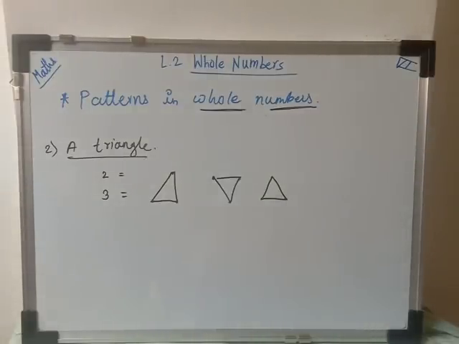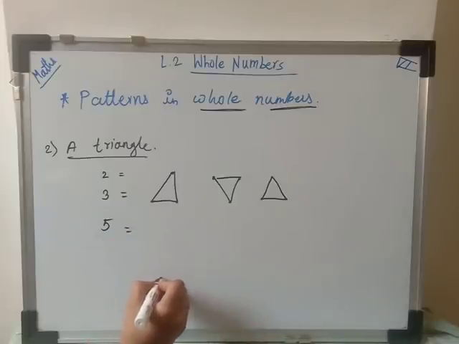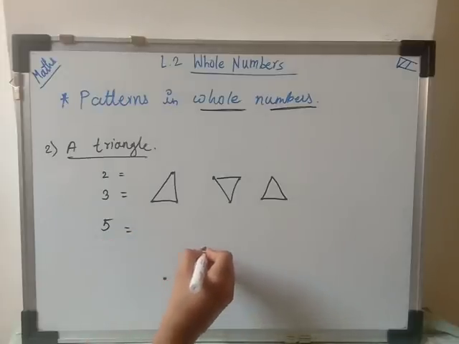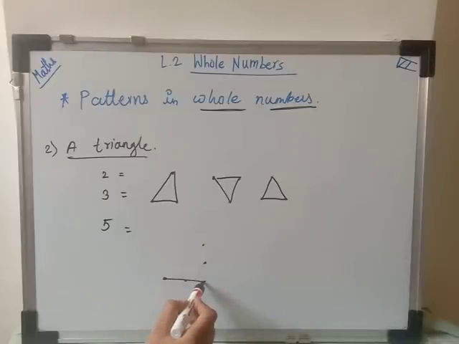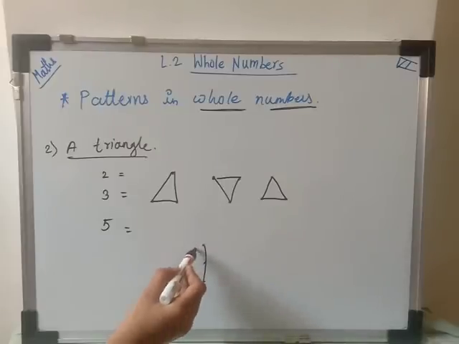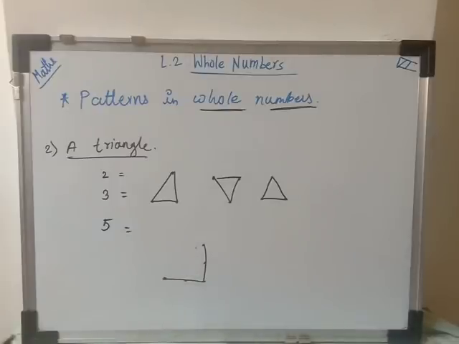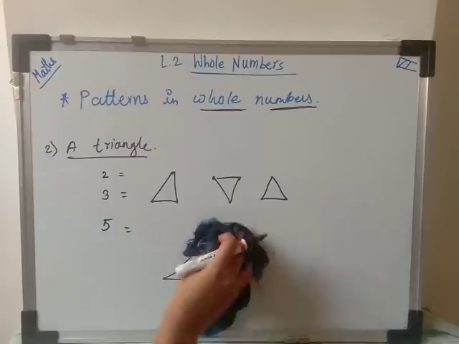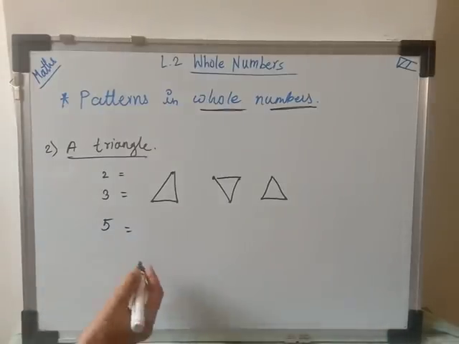After 3, 4 is there, and for 4 we can't make a triangle. Okay, 5 is also there. Can we make a triangle? Let's try. 1, 2, 3, 4, 5. If you want to try like this, but here there is no dot, so next to each dot another dot should be there. So here we can't make it, so we can't make the triangle of 5 also.